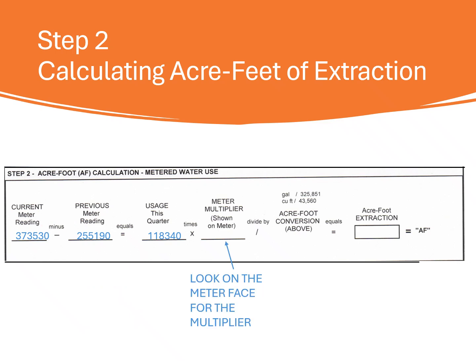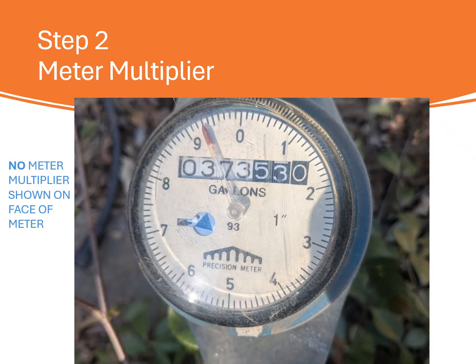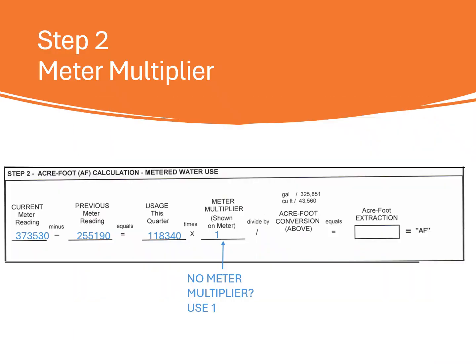Some meters will have a meter multiplier shown on the face. Refer back to your meter face to find your meter multiplier. In this case, there is no meter multiplier shown on the face. We will show an example of a meter multiplier later in this tutorial. Since this meter face does not have a meter multiplier, use 1.